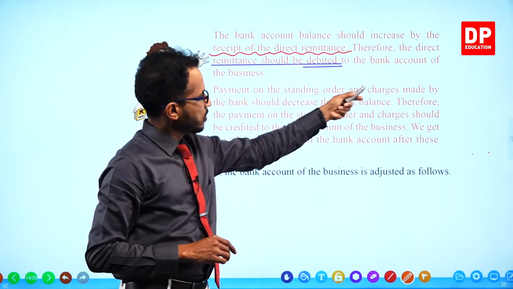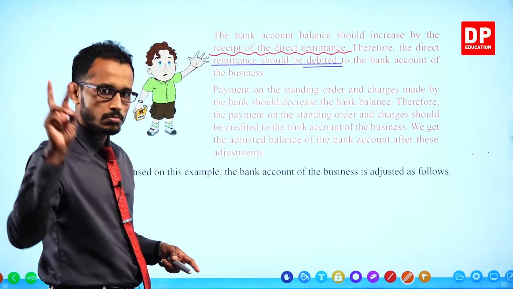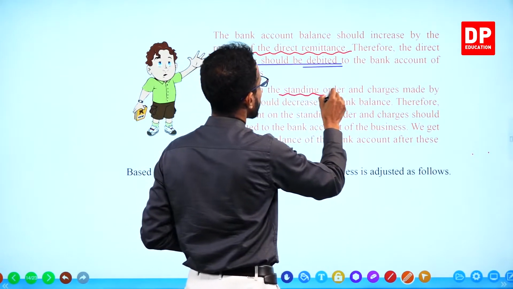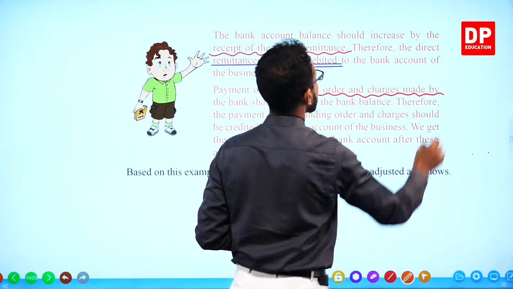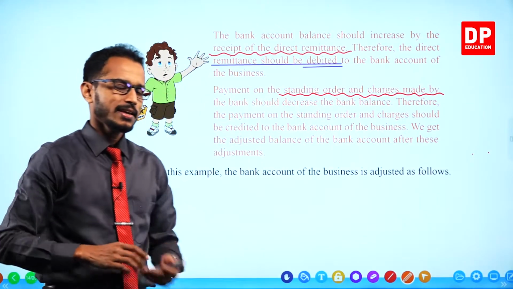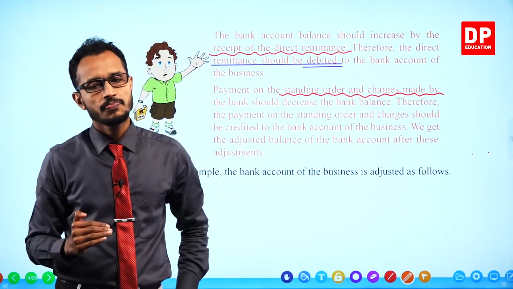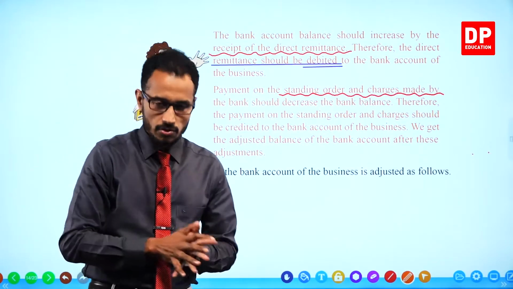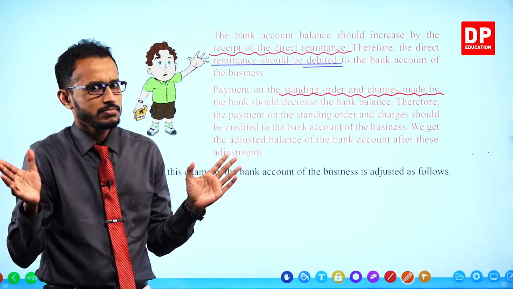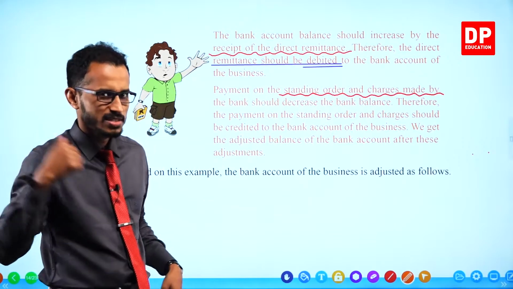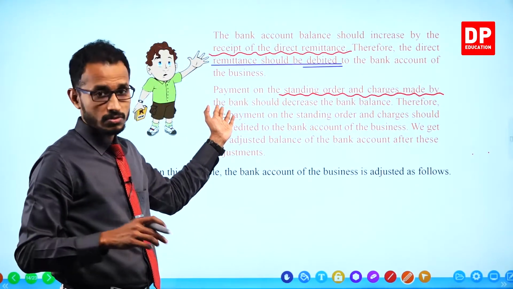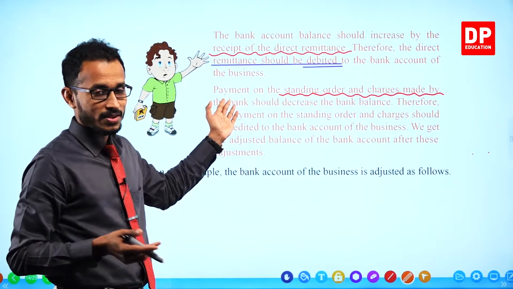Payments on standing orders and bank charges, both items. Payments on standing orders and bank charges made by the bank decrease the bank balance. You know what standing orders are? No, I'm not going to explain again. Why? They were explained really well. Right? So, not repeating again.